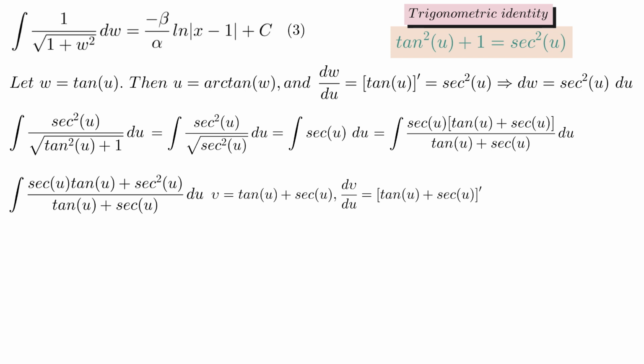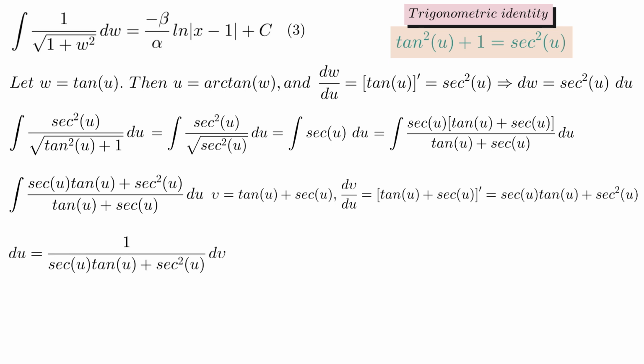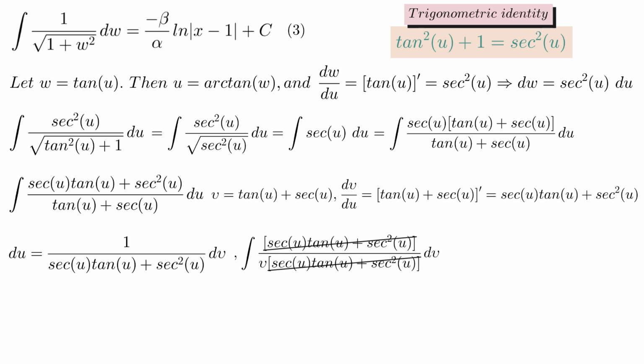And so the derivative of this whole thing is secant u times tangent u plus secant squared u. And we have du equals 1 over (secant u tangent u plus secant squared u) times dv. And so we make substitutions in our current integral, and it becomes this expression here. And as you see here, magically, the numerator and the denominator cancel out. And we end up with something that looks integrable, which is 1 over v dv.